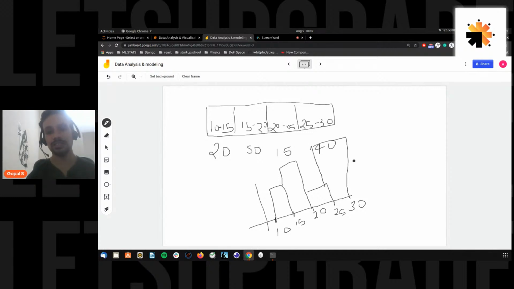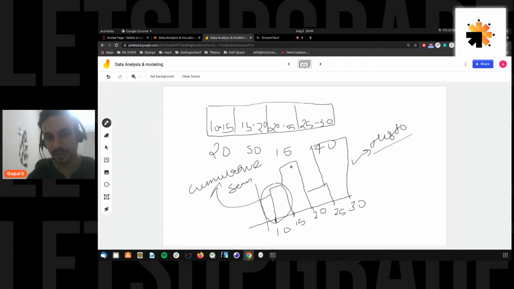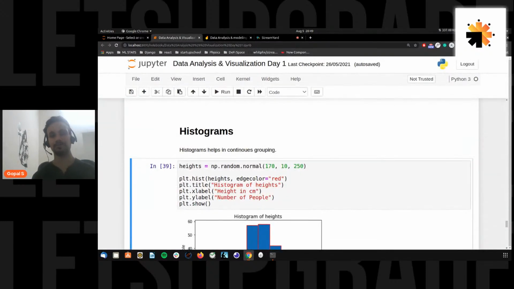Okay, so that is your histogram, right? So what exactly happened here? It's nothing but the cumulative sum of previous intervals, right? Okay, so let's see that in action, how exactly we can print it out.